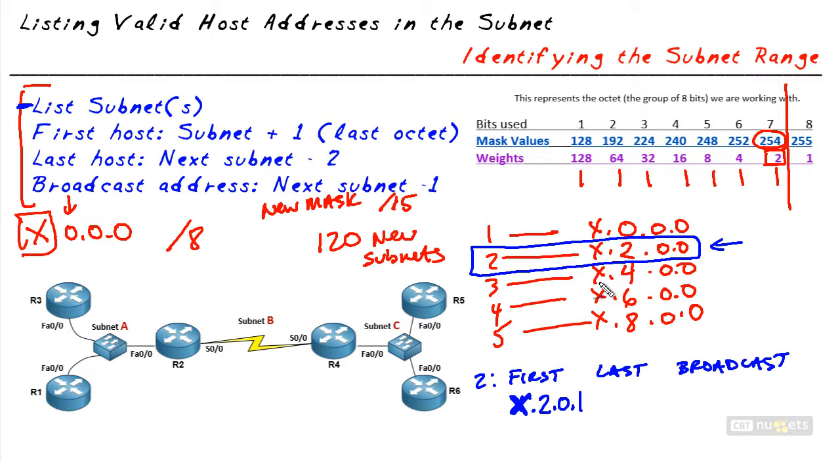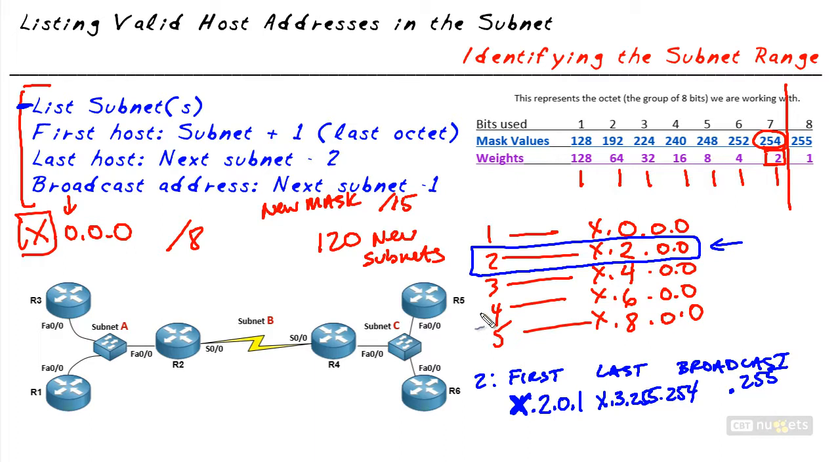That would be x.4.0.0 -2. So that would look like this, x.3.255.254. And that is the last valid IP address on subnet 2. And the broadcast address is going to look just like the last IP address, except it's going to be 1 greater than. So the broadcast address is 1 greater than the last IP address, and it happens to be 1 less than the very next subnet.